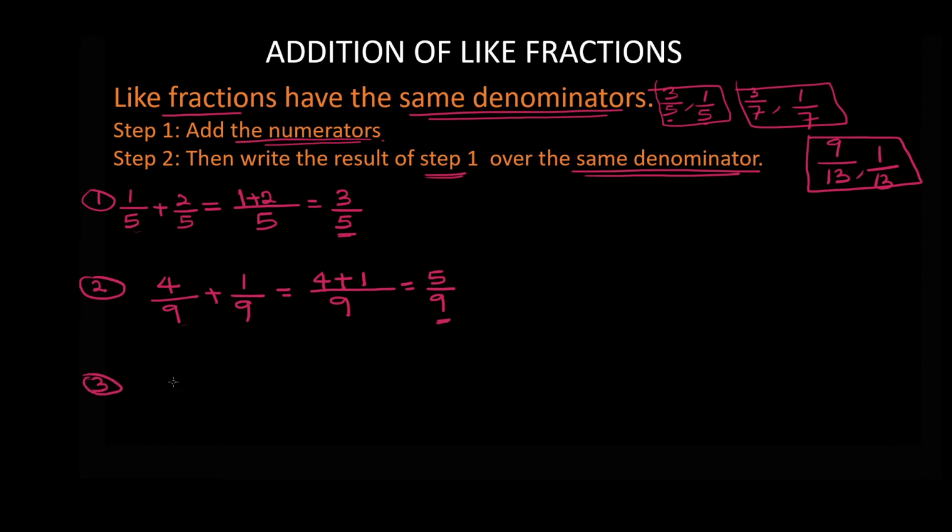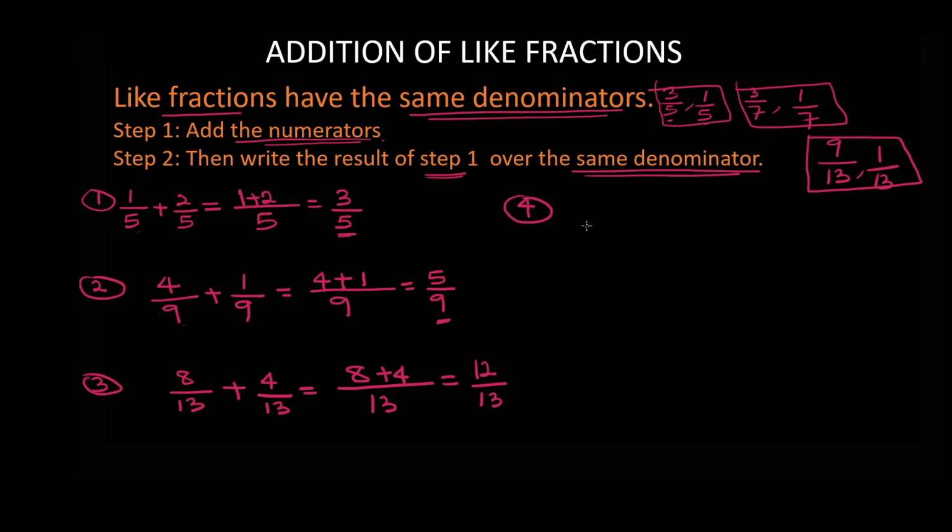Let's look at the third example. 8 over 13 plus 4 over 13. Take note, these are also like fractions because they have the same denominator. The denominator is 13. Numerators are 8 and 4. So that will be 8 plus 4. Common denominator is 13. So that gives me 12 over 13.